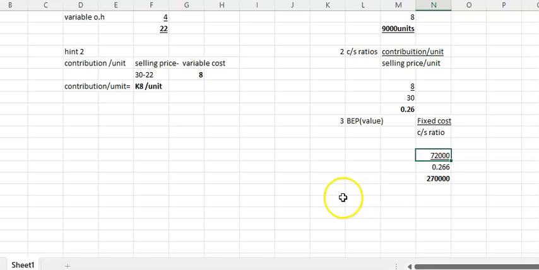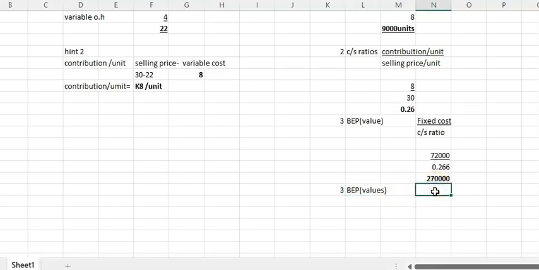Before we start answering the question for today, let me calculate this same amount using a different way, the same question 3. I just want to show how we can calculate break-even point in value using different ways, so that we pick the simplest of them all.